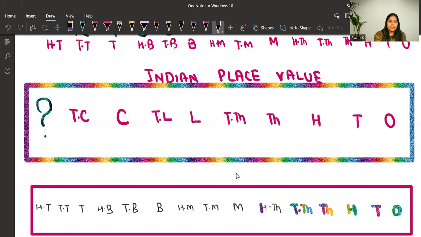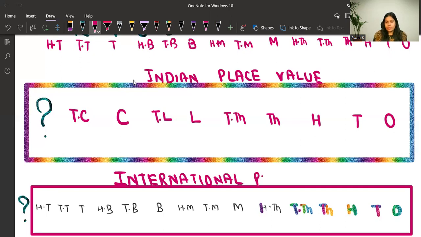Another suspense: what comes before this? Let me know in the comment section. If you are in a higher grade and you know, having watched this video, please let me know in the comment box what comes before this. And this is our international place value system.